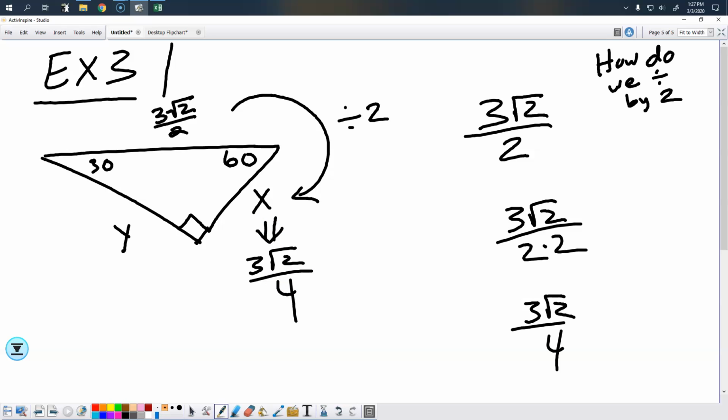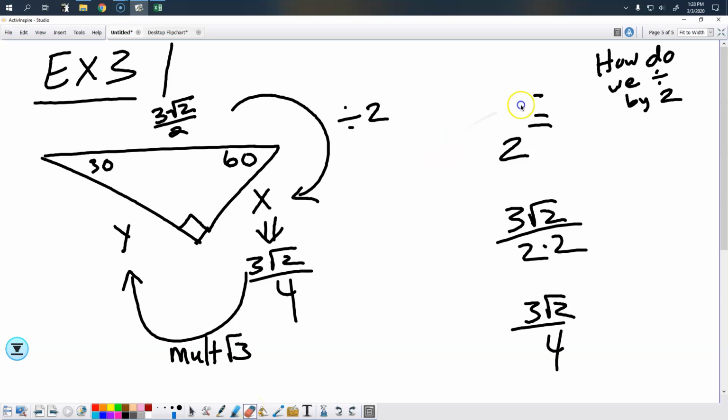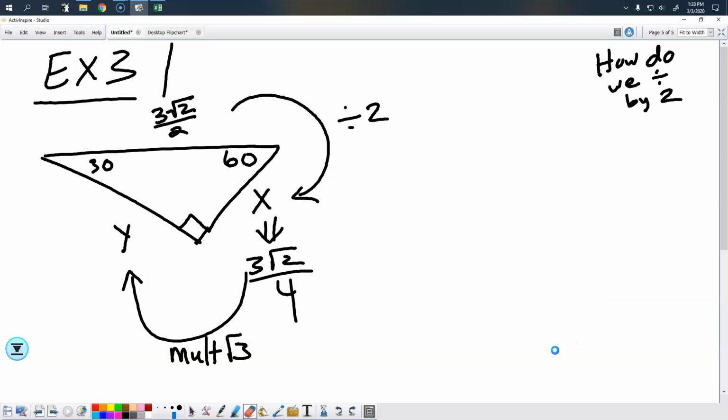Okay? Now we need to find that long leg. Carlos, how do we go from the short leg to the long leg? We multiply by square root of 3. Great. Okay, now this is where things get interesting again. Can I erase that? Yes. So, what am I multiplying by the square root of 3? 3 square root of 2 over 4. We're multiplying this by the square root of 3.